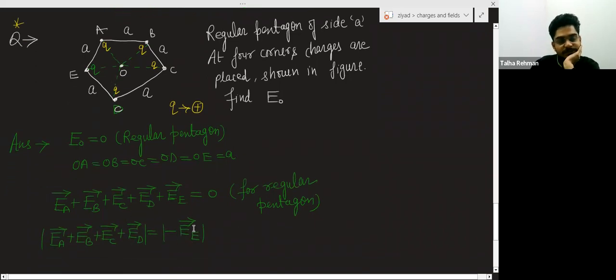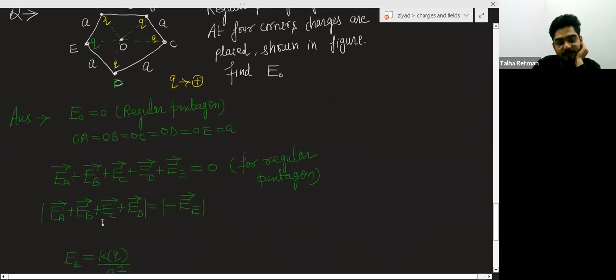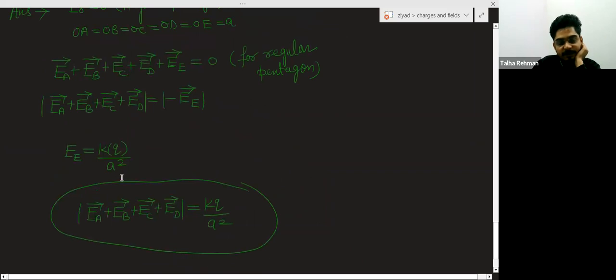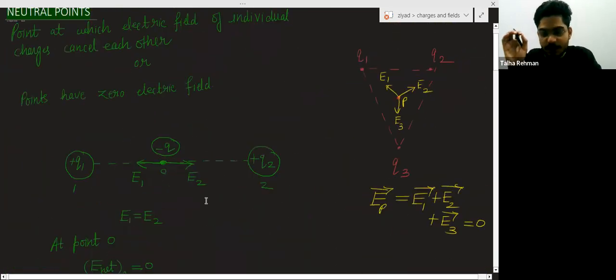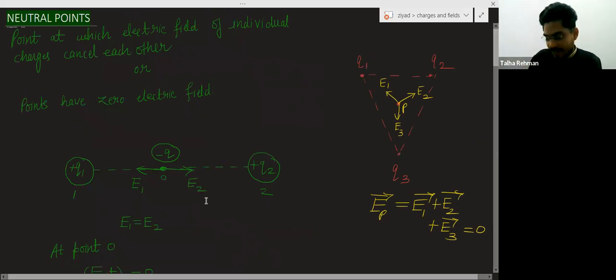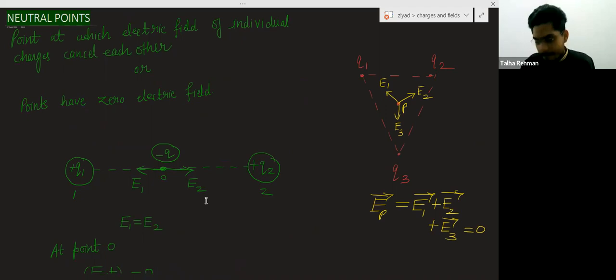Now you can find this value with the help of this value. Electric field due to a charge placed at Q, and this distance is A, because this becomes an equilateral triangle. So you can find this value and you will get this answer. This value is KQ divided by A square. Neutral points clear? Neutral points are the points where the electric field due to individual charges is 0.